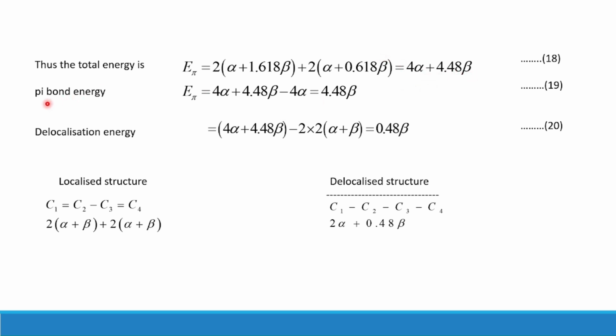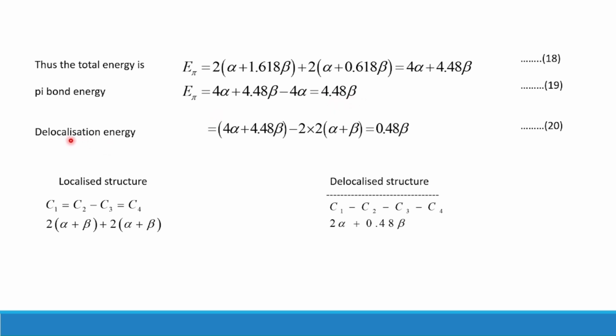Now if we want to calculate the pi bond energy, then E pi is equal to 4 alpha plus 4.48 beta minus 4 alpha. If there were no double bonds, they would all be single, and the energy would be equal to 4 alpha. So if we deduct this value, we can calculate the pi bond energy, which is equal to 4.48 beta.